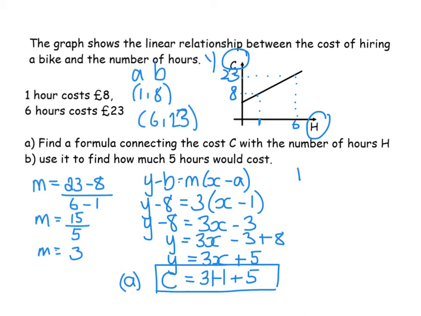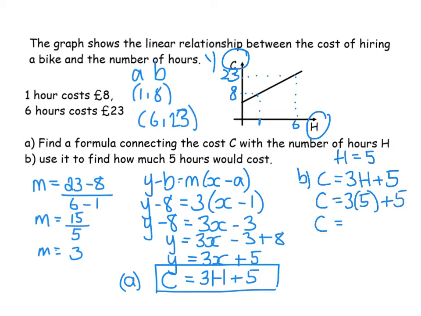Now part B asks us to use that formula to work out how much it would cost to hire a bike for just 5 hours. So h is going to be replaced with 5 this time. So our cost would be 3 times 5 plus 5. So our cost is 15 plus 5. Our cost equals £20. And I've put my units in for that one because cost is in money.